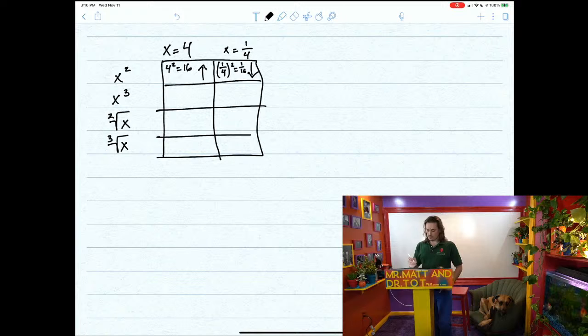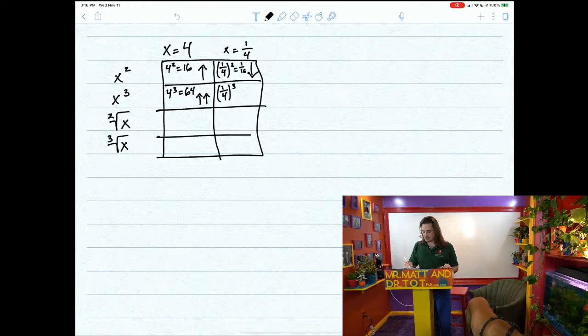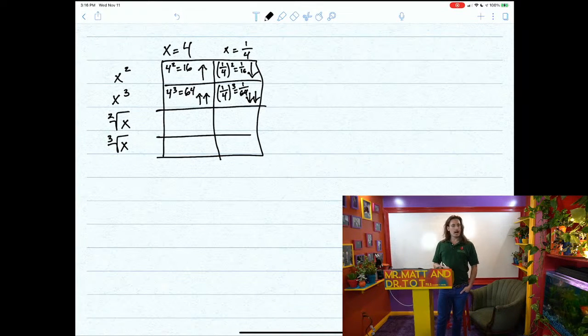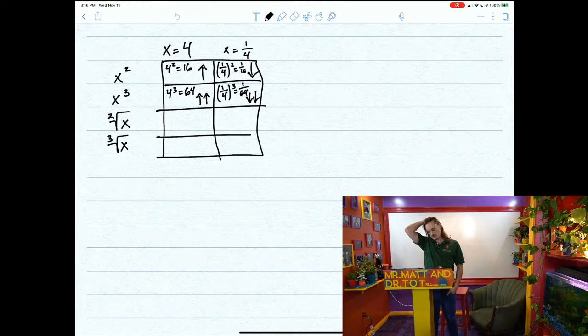If we look at x cubed, so if x is equal to 4 and x is cubed, then we'd have 4 cubed. That's 64. That's definitely an increase, and it's even more of an increase than the squared function. So I'm going to put 2 up arrows to signify that it's a larger increase. The opposite is true if it was 1/4. So if we had 1/4 cubed, that would turn into 1/64, which is a much greater decrease. So I'm going to put 2 down arrows. So you can see that the opposite outcome is occurring than we would expect if the number were greater than 1.